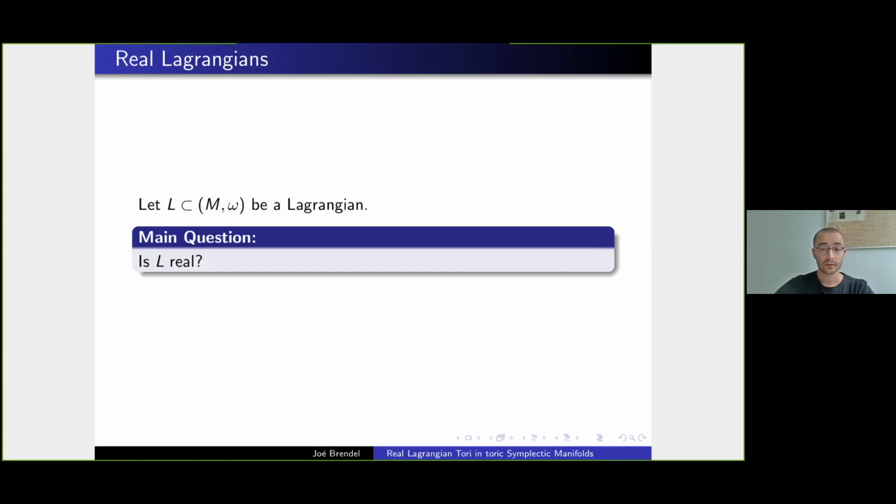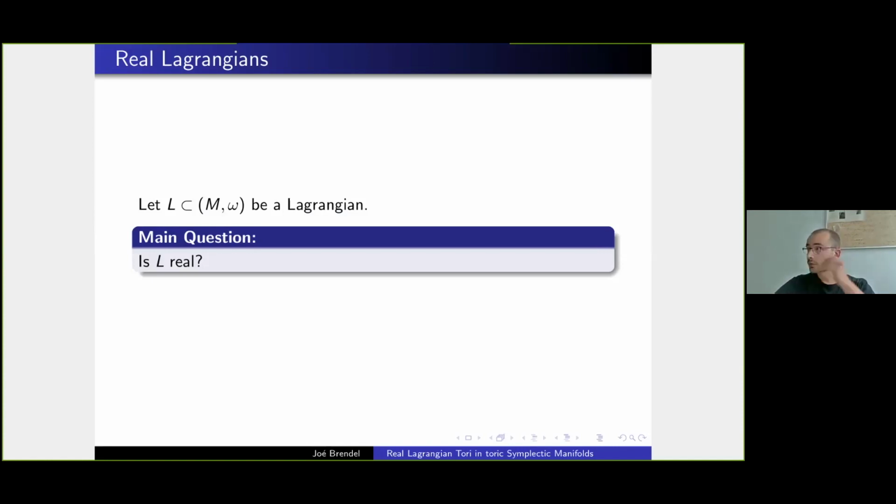And so the main question that we'll be addressing is, given a Lagrangian, can we say something about whether it's real or not? We'll address this question mainly for Lagrangians in toric manifolds. First of all, for toric fibers, and then for exotic tori also. So for Chekanov tori in particular.